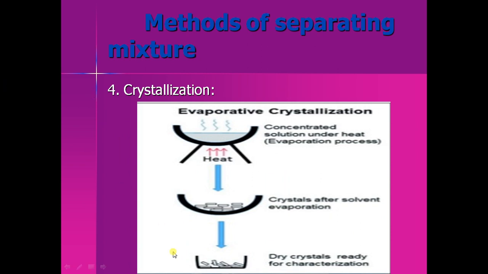Next is crystallization. When a solution is heated, as you can see here, it is heated until most of the solvent evaporates. A saturated solution is left behind, and the solution is then allowed to cool slowly so that crystals of the solid are formed. You can see the crystals here. These crystals can be dried between the folds of filter paper later on.